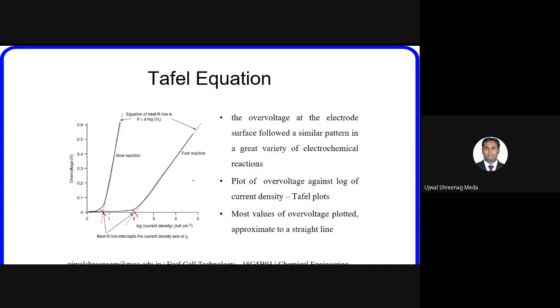So what does this indicate? It can also be interpreted that this is the value at which the overvoltage starts to increase from zero. Until this value, the overvoltage is zero. From this current density onwards, the overvoltage starts to rise. So that is what the I naught speaks about.